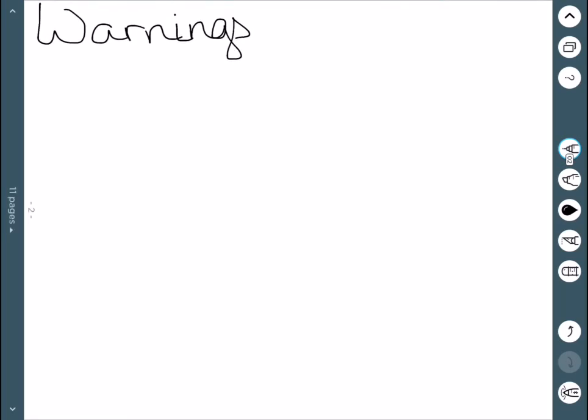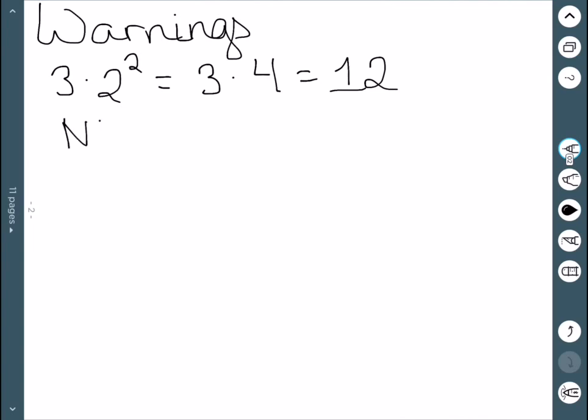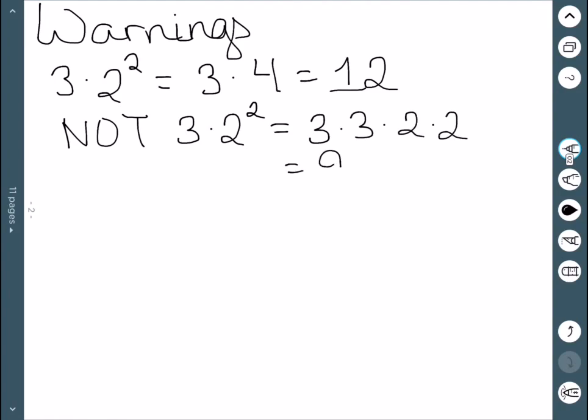We do have a couple of things we want to watch out for. One, if we look at something like 3 times 2 squared, this is equal to 3 times 4, which is 12. So it's important to do your exponents first. 3 times 2 squared is not 3 times 3 times 2 times 2, which would be 9 times 4. That's very bad.